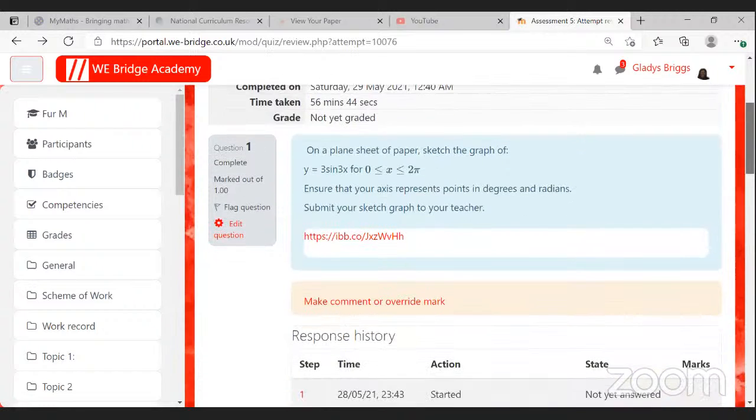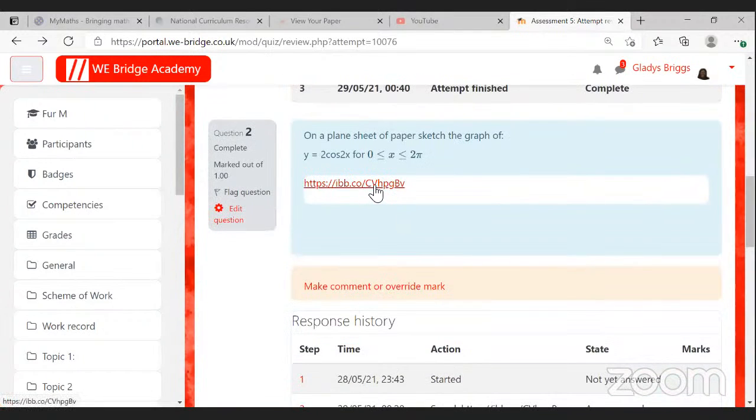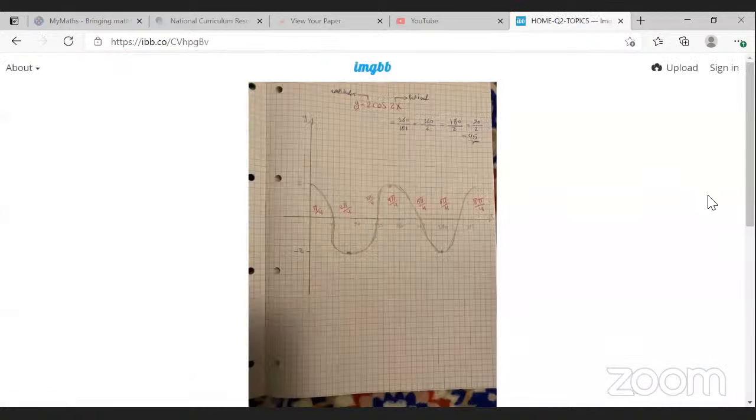What's the other one? So this is the one for cos x. 2 cos 2x. Yeah, you worked out the period. Okay, so you got that to be 2 cycles.